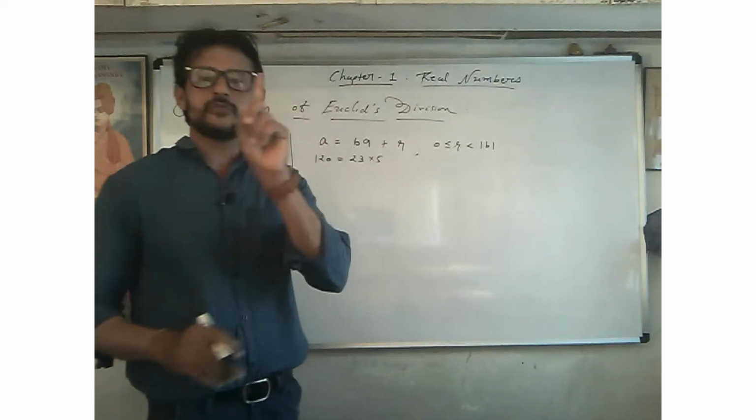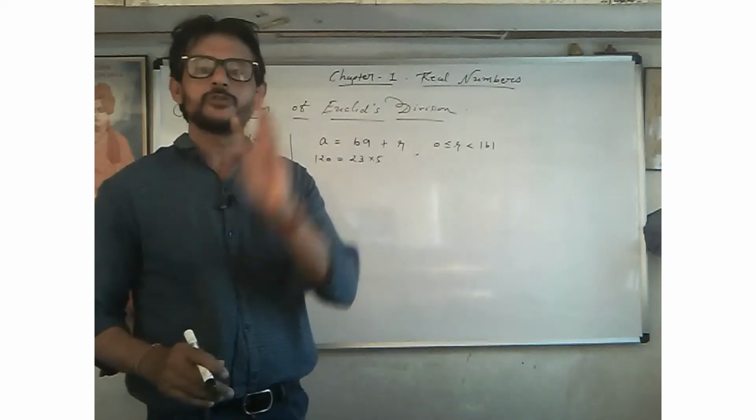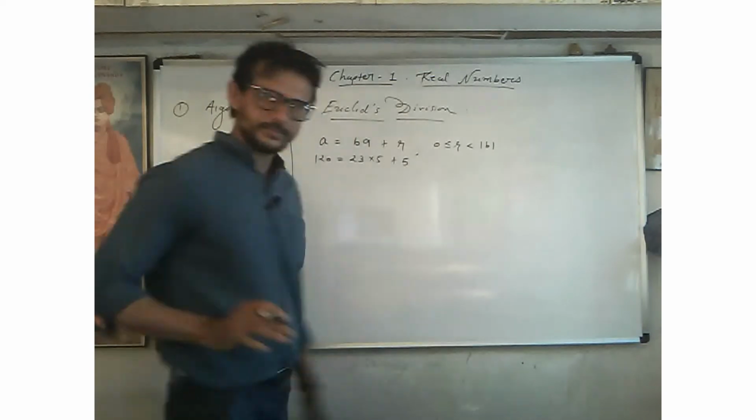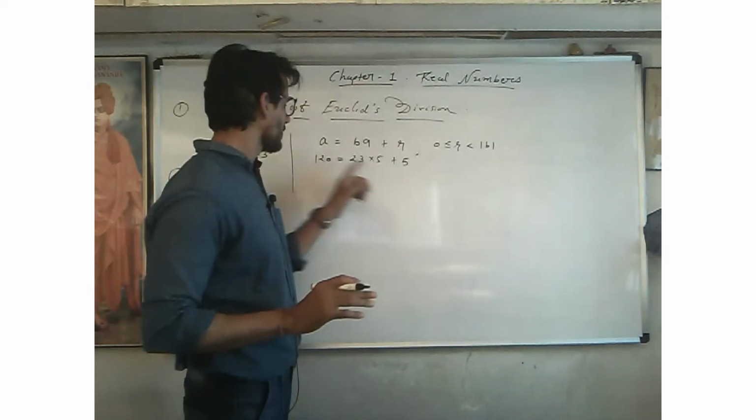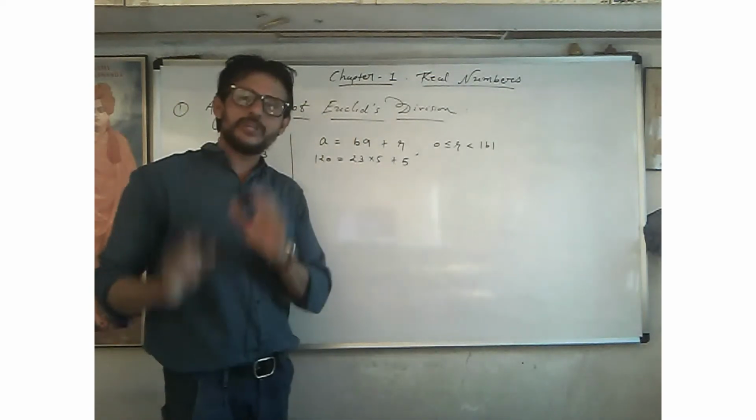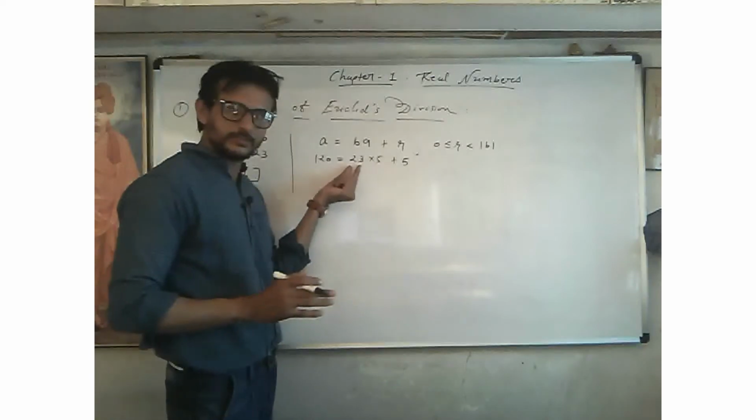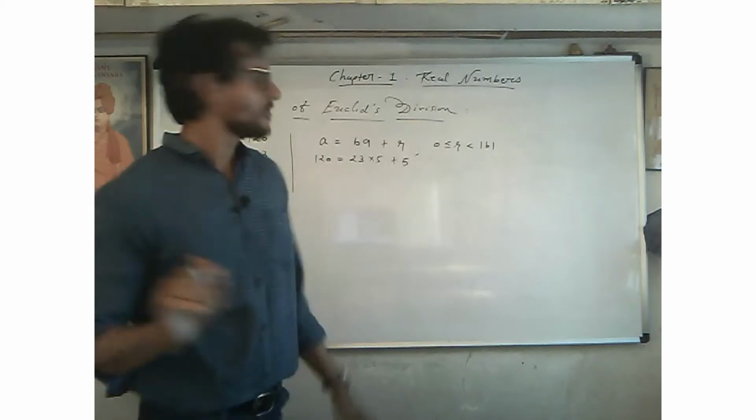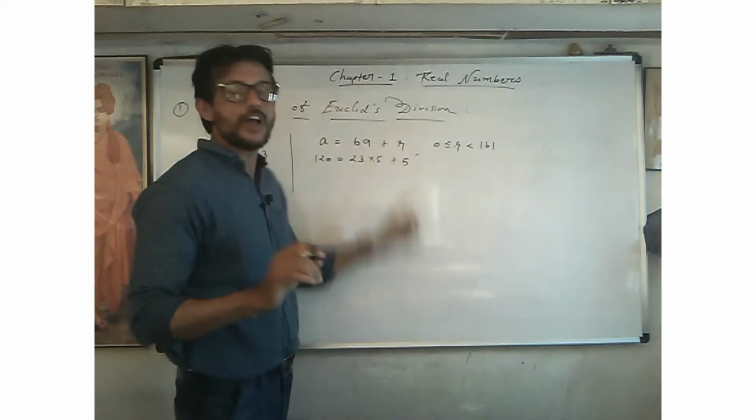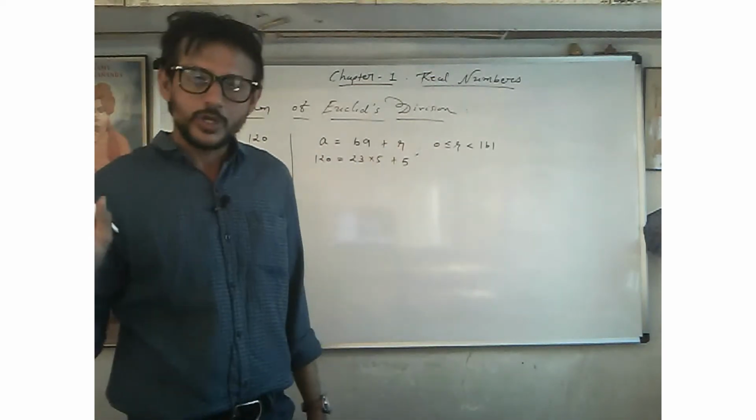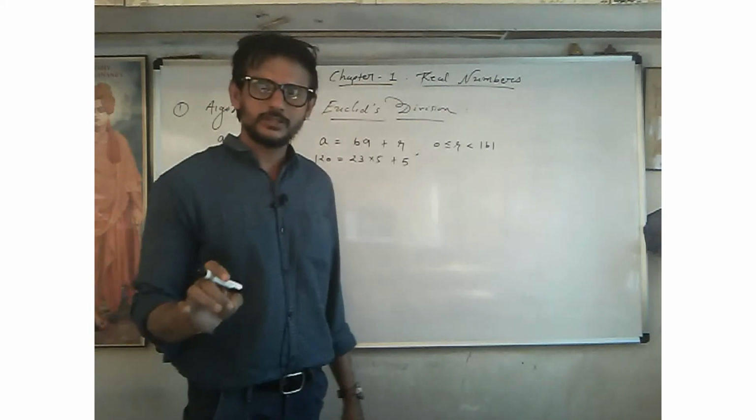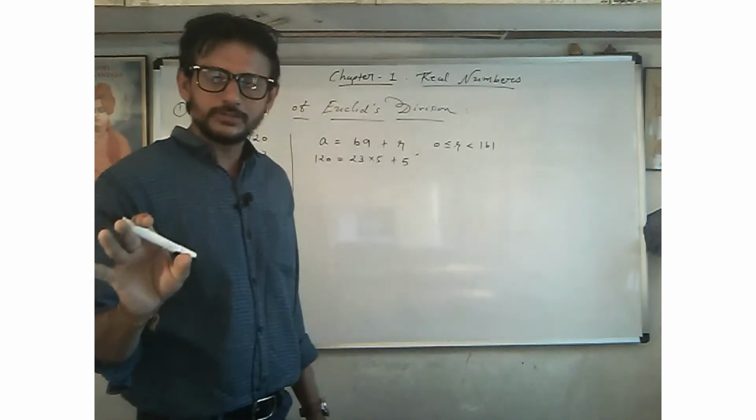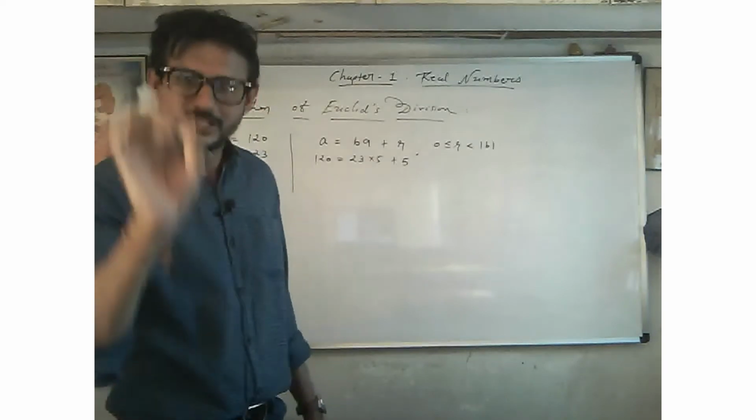120 minus 115 is equal to 5. And put the value of 5 in place of R. Okay, so 120 is divided by 23. Here 23 is the divisor and R, which is 5, is the remainder. Do your process. Continue until you get remainder 0.